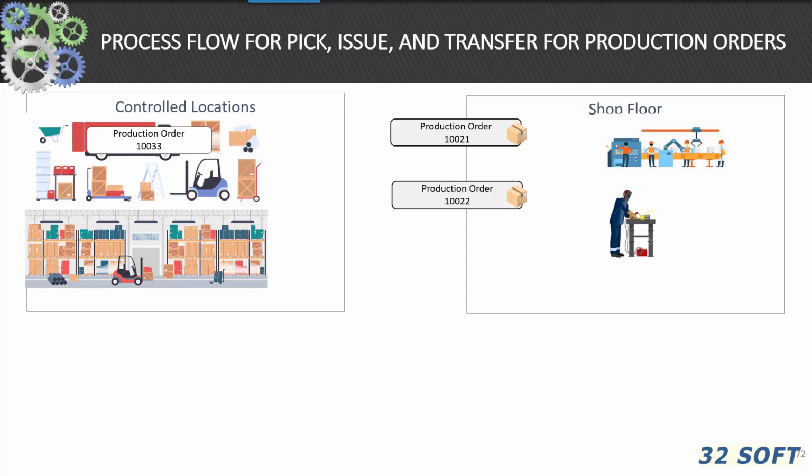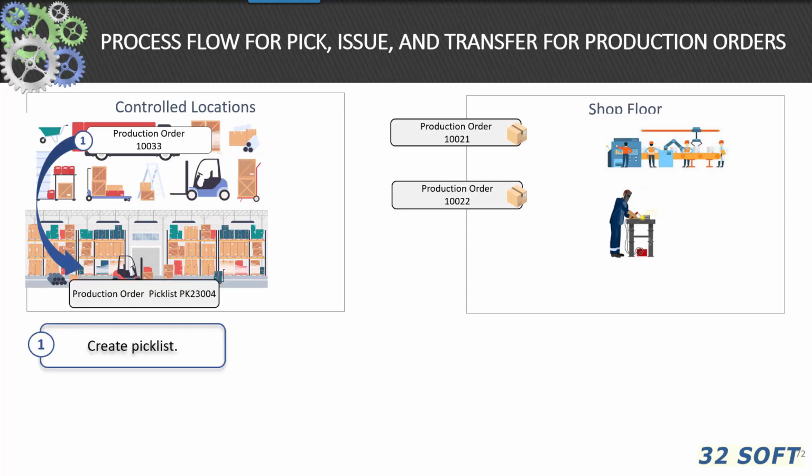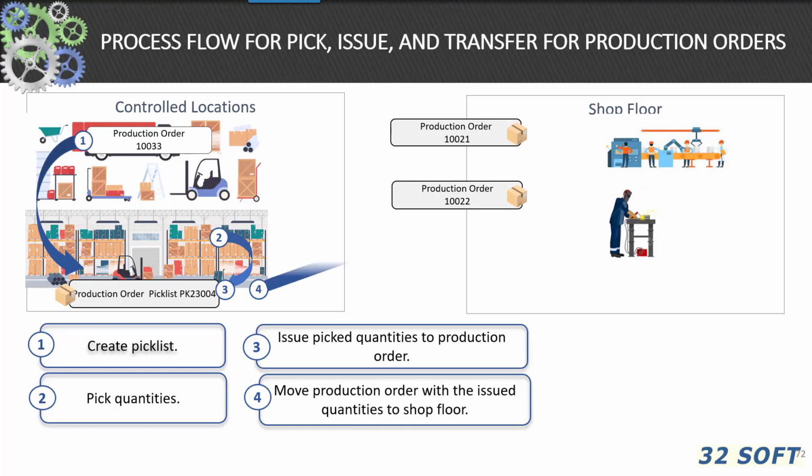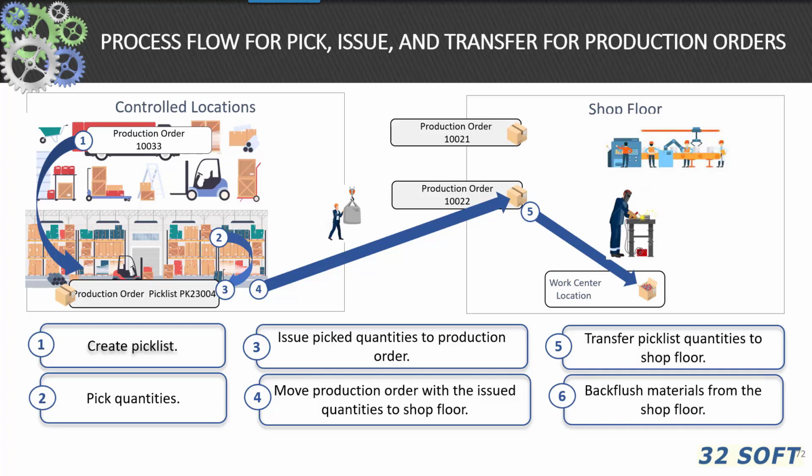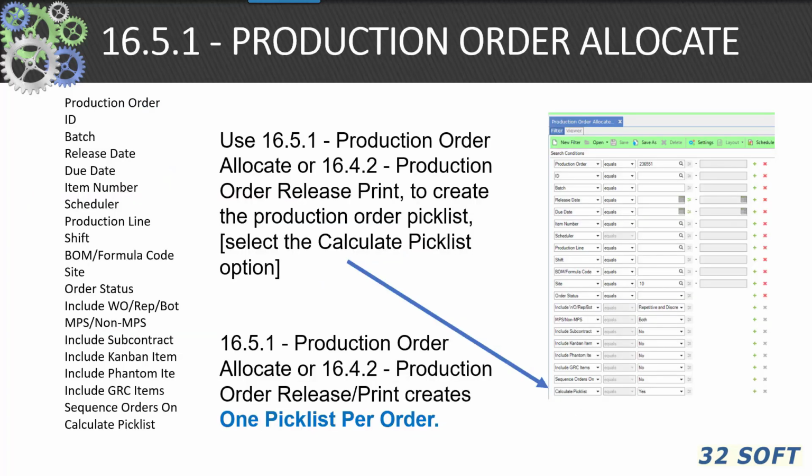So the process is, again, you've got your shop floor, you create the pick list, you pick the quantities as normal, then you issue those picked, move the production to the floor, and then you can either move to a work center location, transfer, and then you can backflush those locations.